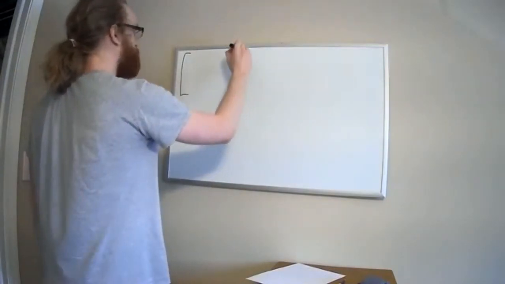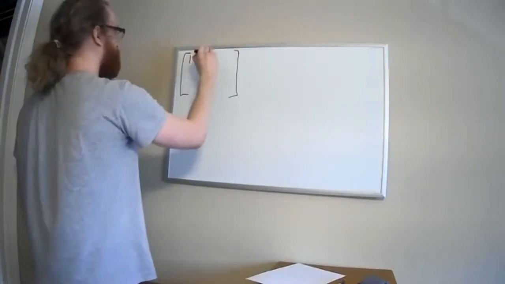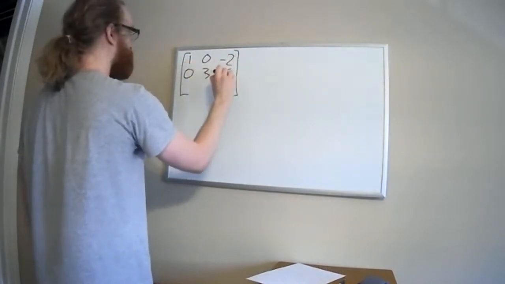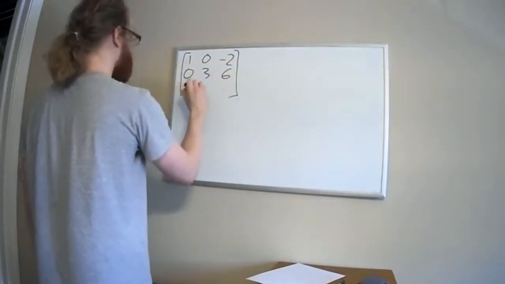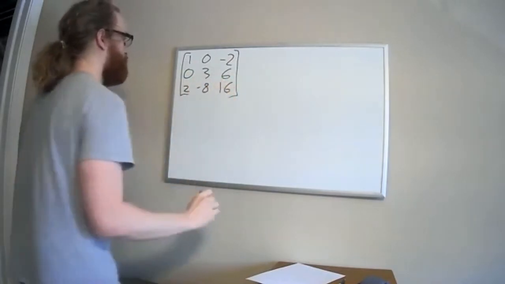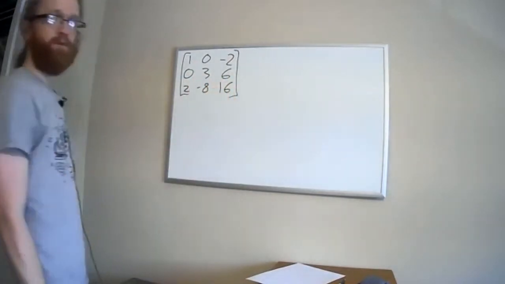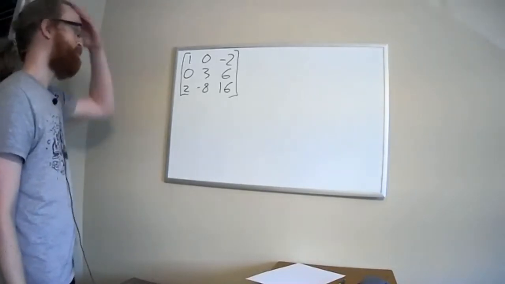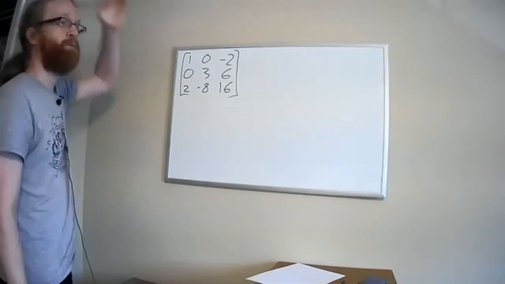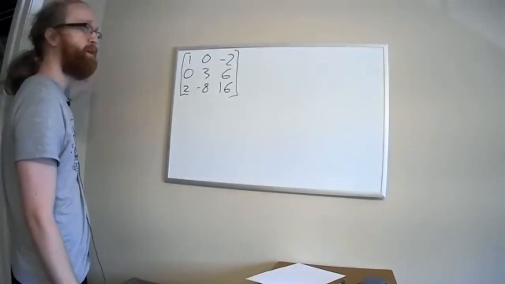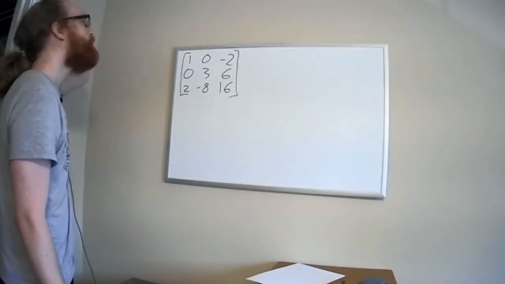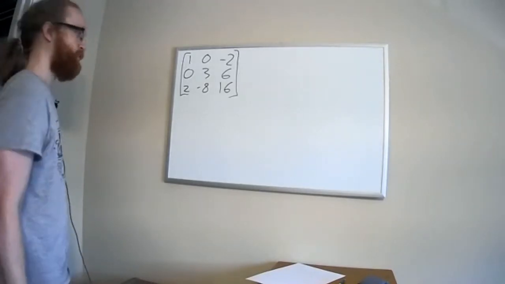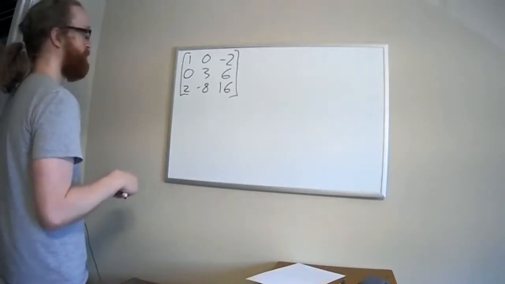So here's a 3x3 matrix: 0, 3, 6, and 2, -8, 16. Maybe this is our matrix A, 3x3. It's a 3x3, so I can potentially find an inverse. We'll talk a little bit more about that in a minute, about when there's not an inverse. But let's go ahead and try to find the inverse using the algorithm that I described yesterday, and we'll see what happens.